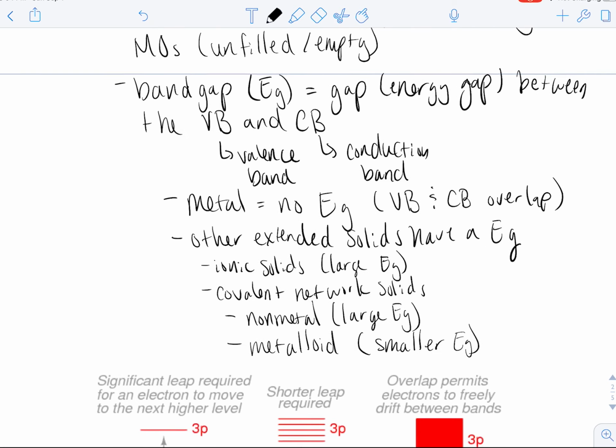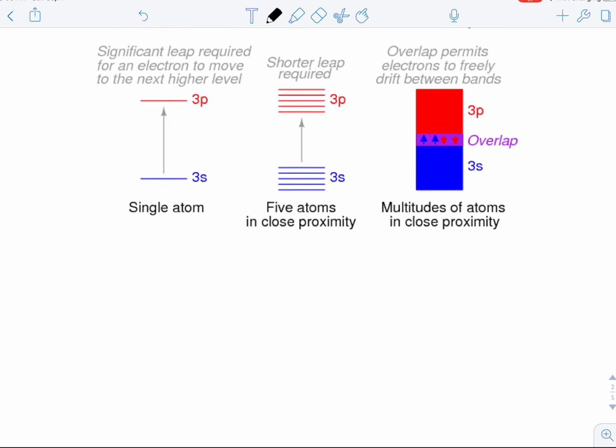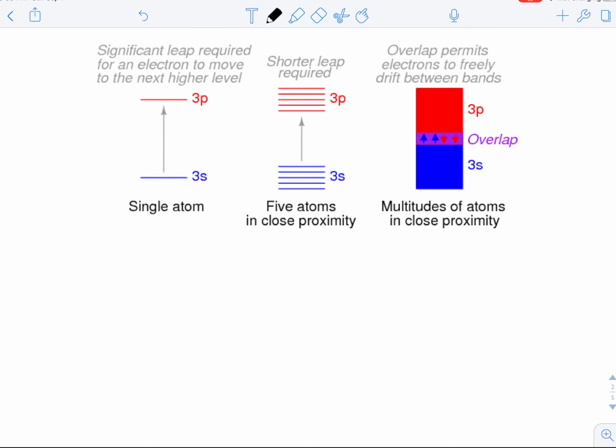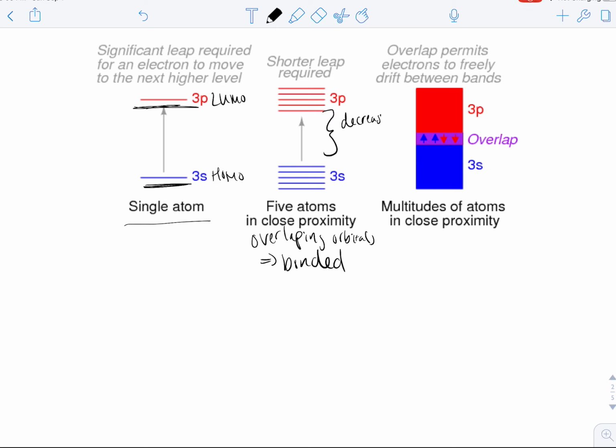Okay. So what's going on with the metal? In case you didn't see the video about metallic bonds, we start out with a single atom with a large gap between a filled orbital and an unfilled orbital. So this would be our HOMO and LUMO. As we get more atoms that have overlapping orbitals, because they are bonded to each other, they're going to start decreasing this gap, decreasing the HOMO-LUMO gap. And after we get enough of them together, in the case of a metal, we get bands.